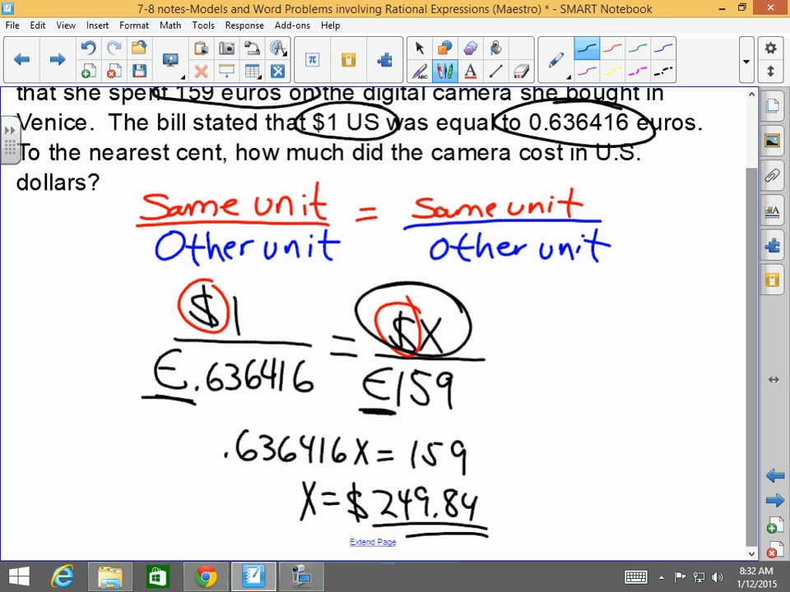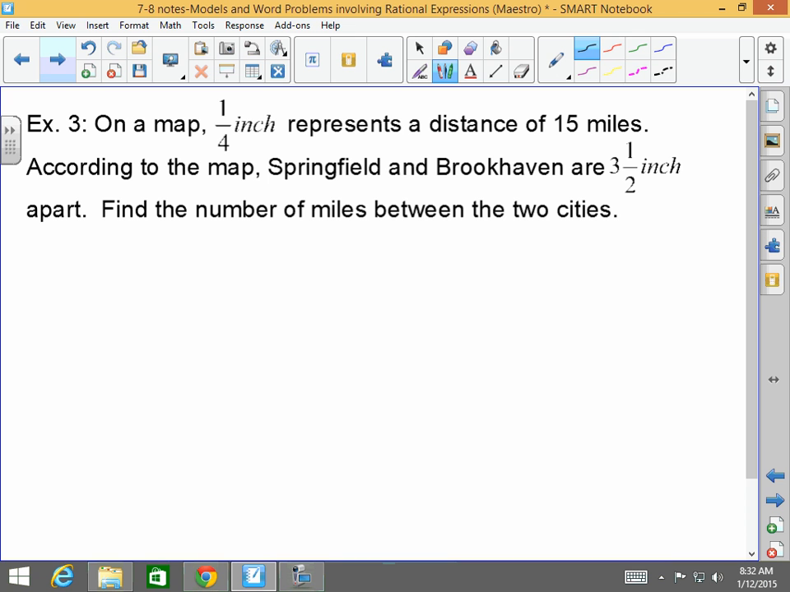Please remember that when you're setting up proportions, first set up your fact ratio, what you know for sure. Then, on your other ratio, set it up unit to unit. For example, scale. This is another big proportion kind of problem. On a map, 1/4 of an inch represents a distance of 15 miles. That is your fact ratio. The fact is that 0.25 inches, you know how to convert 1/4, guys, just divide it, 1/4 inch or 0.25 inches equals 15 miles.